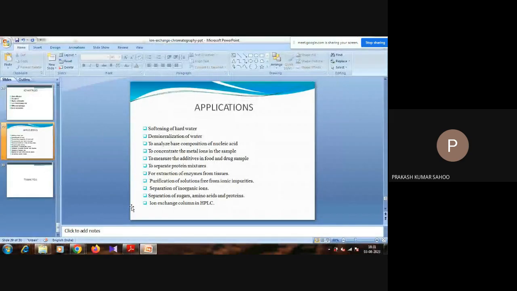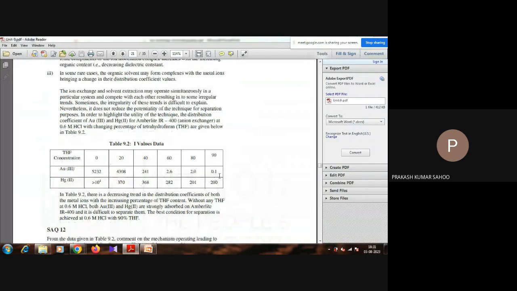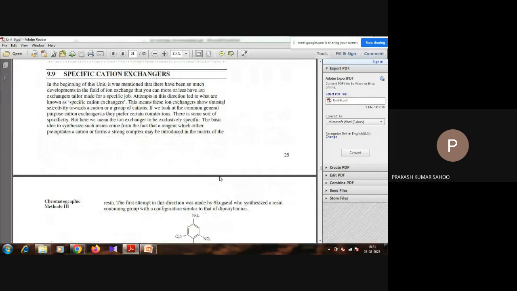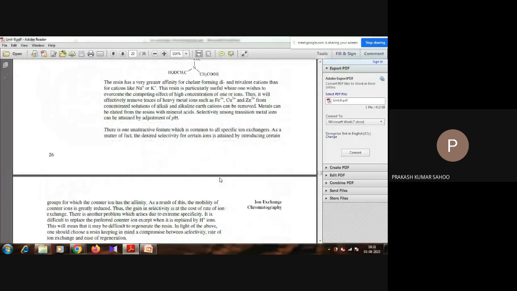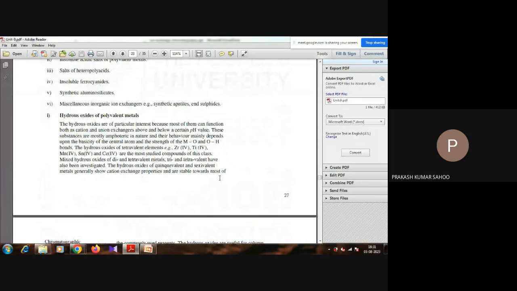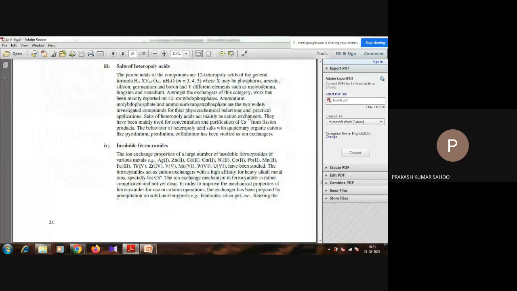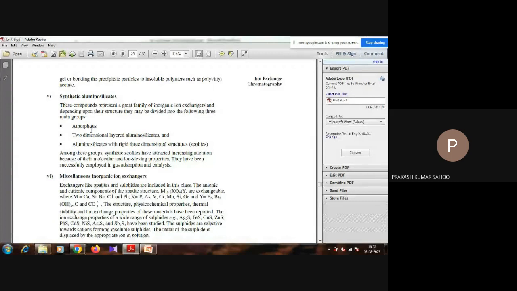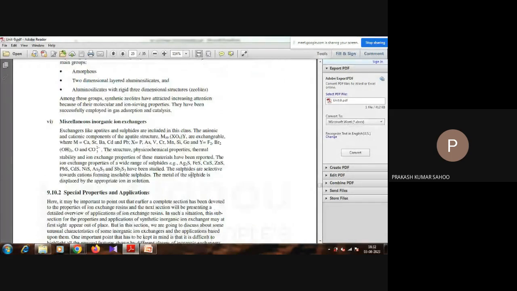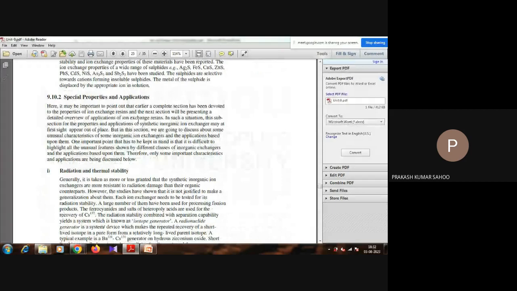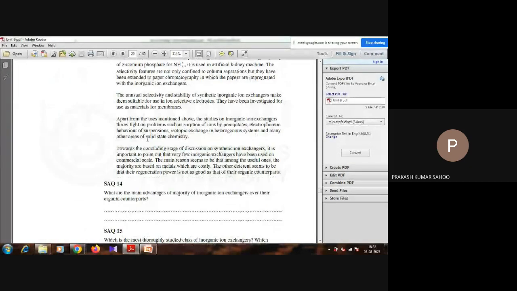So thank you. This is the first part of our discussion. We already discussed these things. We have specific cation. These are just examples. Then we have synthetic inorganic resins. In this part only, you have to remember the type of resins, the mechanism, the application, and the anion exchanger and cation exchanger. Only these things. Then these are all examples. Synthetic aluminosilicates, miscellaneous inorganic exchanger, special property and application, these things.